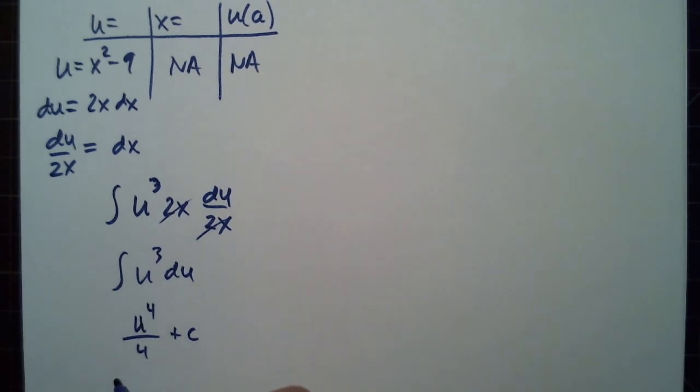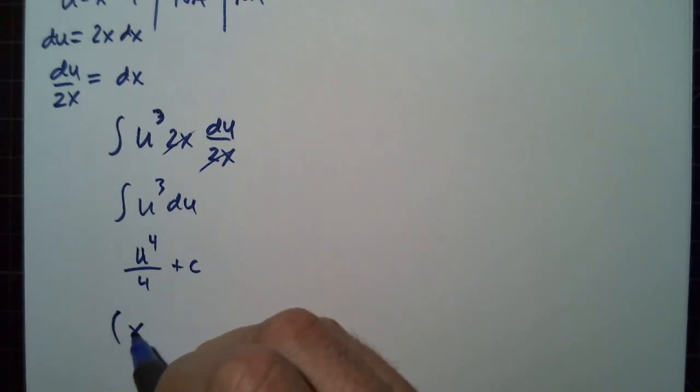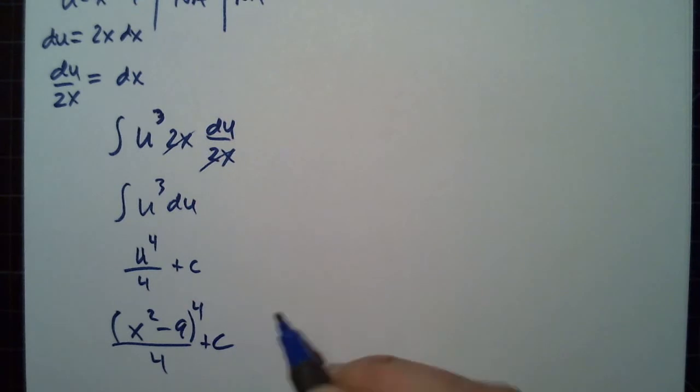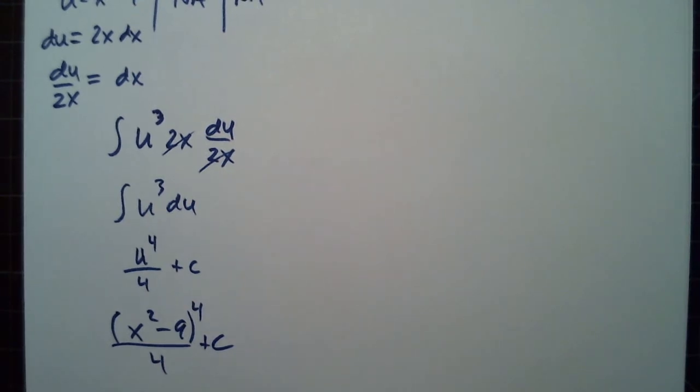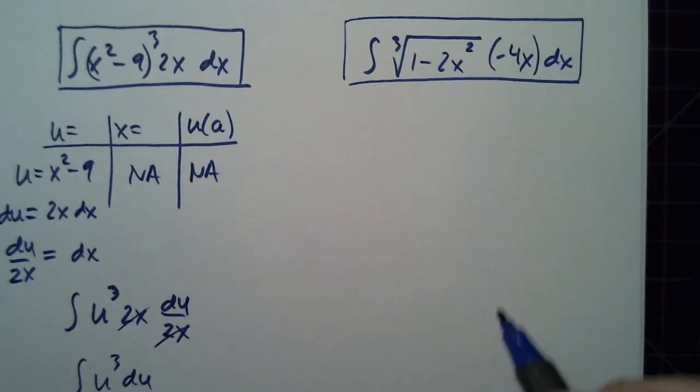Substitute. u is x squared minus 9. And we can just leave it like that. Okay. Pause the video and try that one.